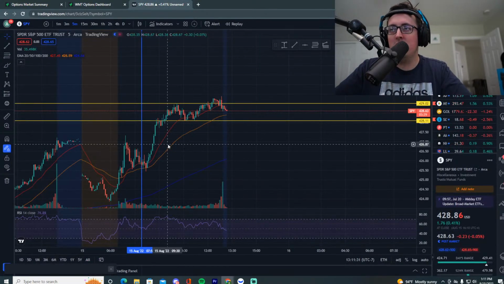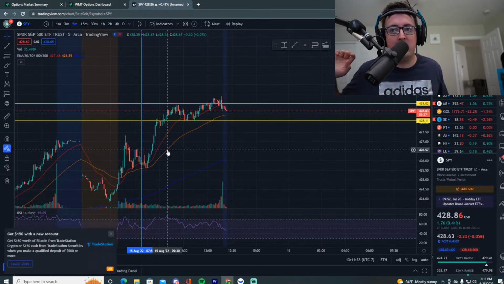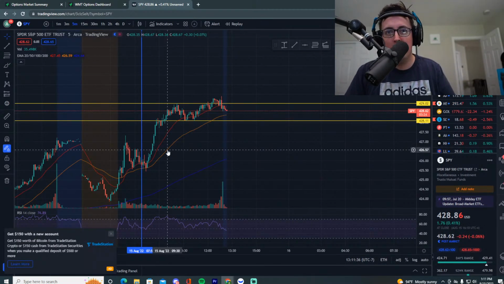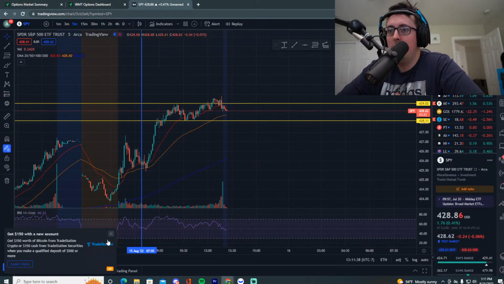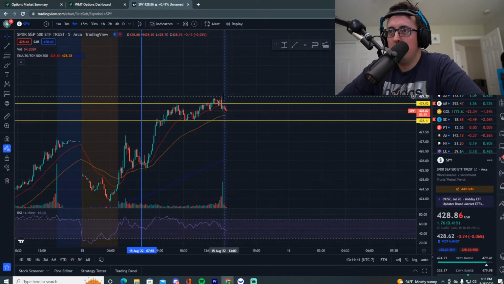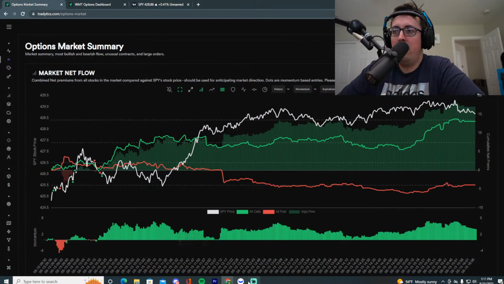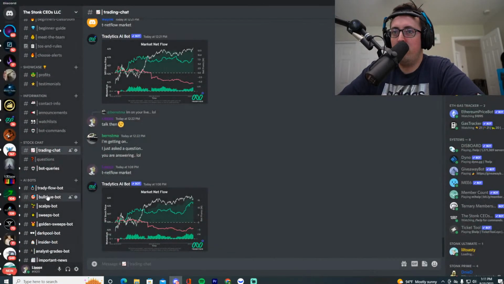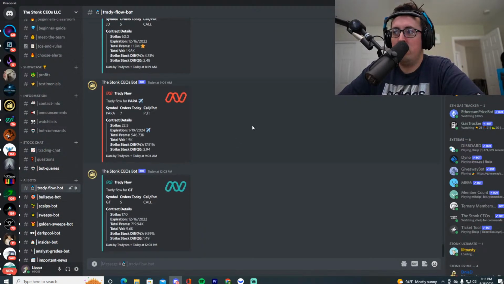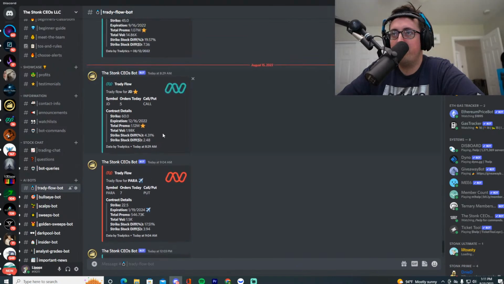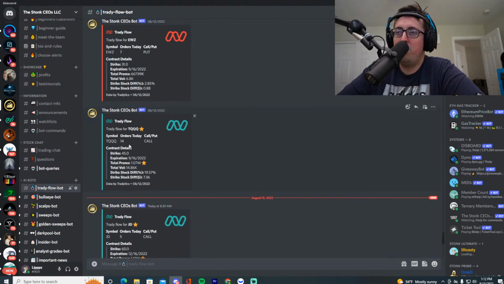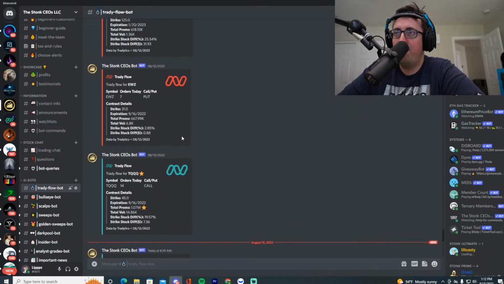Yeah, but there's just so many tools you guys can use with all these bots. I personally use MarketNetFlow, and then I also use TradyFlow, which is this one. It alerts heavy option buying on specific tickers, and it gives you alerts here. The ones to pay attention to are the orders above 10 and premiums above $1 million.